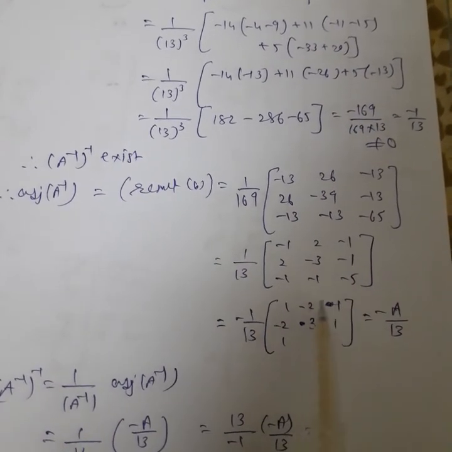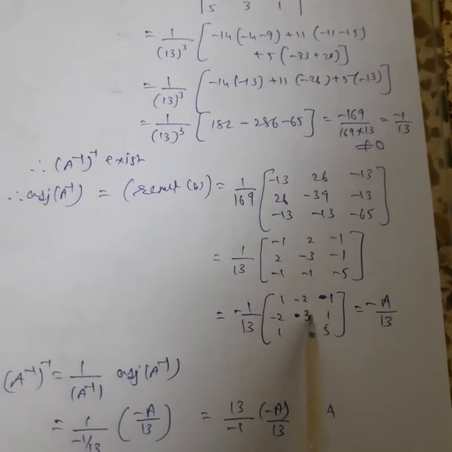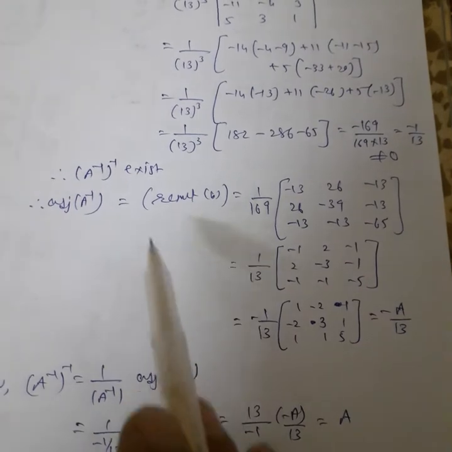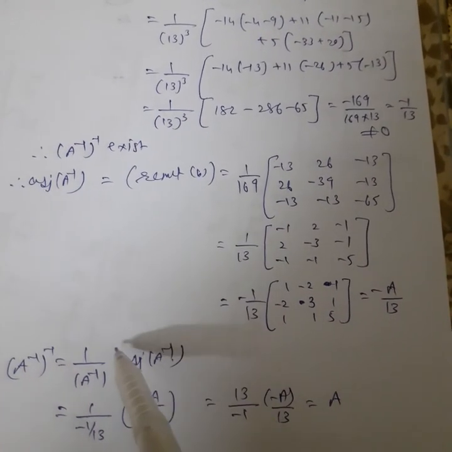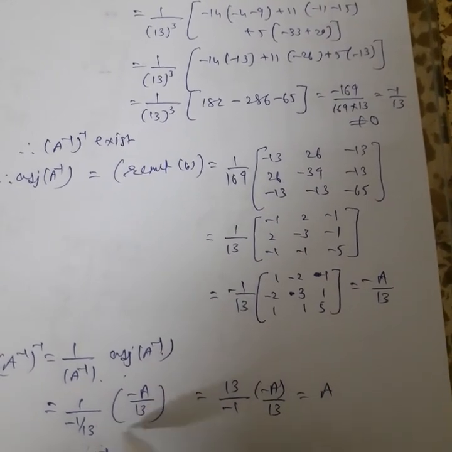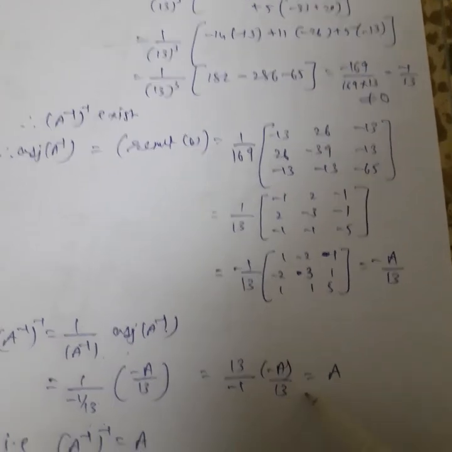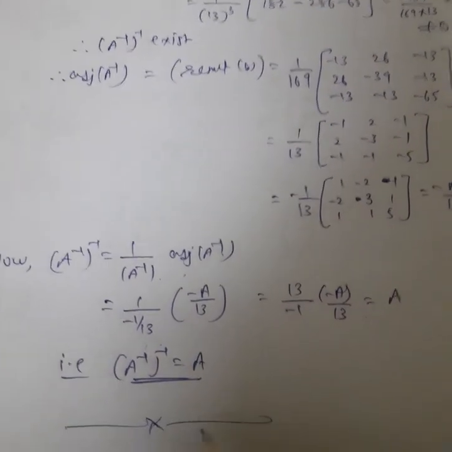If we take minus 1 as a common element, it should be minus A by 13 because it is the given matrix A. So A inverse whole inverse will be 1 upon determinant of A inverse into adjoint of A inverse. The determinant of A inverse is minus 1 by 13, and the adjoint of A inverse is minus A by 13. We multiply them, and then we get the result A. It means here we get the inverse of the matrix, that is the given matrix.